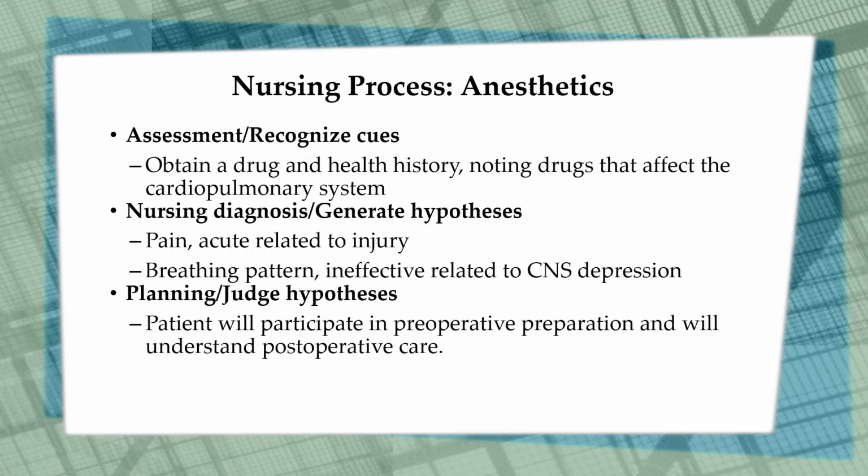So let's look at anesthetics and the nursing process. We're going to pay specific attention to both our general anesthetics and our local anesthetics. First of all, we know that we're going to get an assessment. We've got to obtain a drug and a health history, looking at those drugs particularly that affect the cardiopulmonary system, so the heart and lung system, okay?